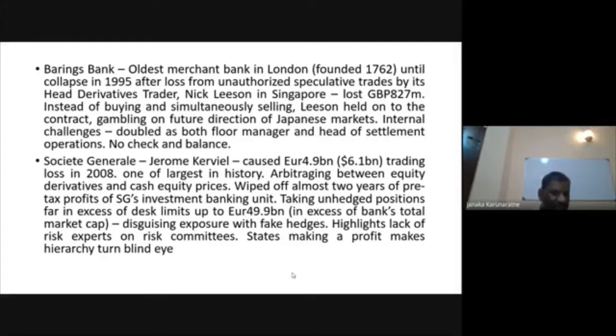So if you look at the reasons, it has been lack of risk experts on risk committees. So no one understood what is happening in terms of risk. So basically, due to the lack of knowledge, these smart people were able to convince the management or the committees that they are making profit while actually they are having problems. Okay, so this is the danger. So that's why in a good corporate governance culture, you need to have appropriate people, the right people in the right places. We will discuss them later.